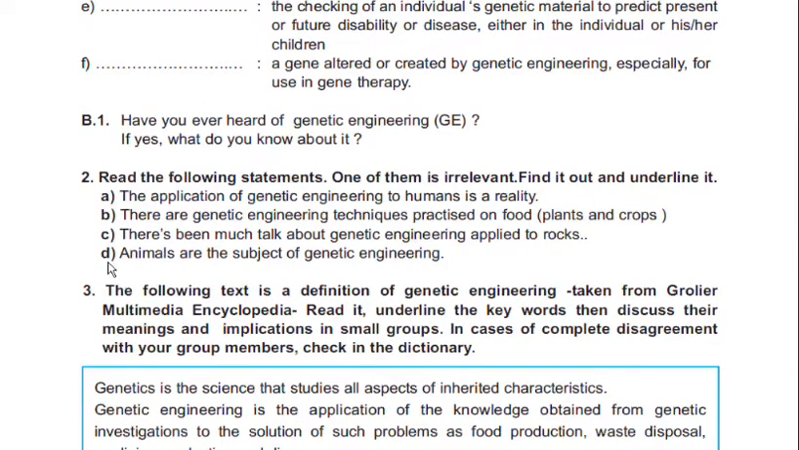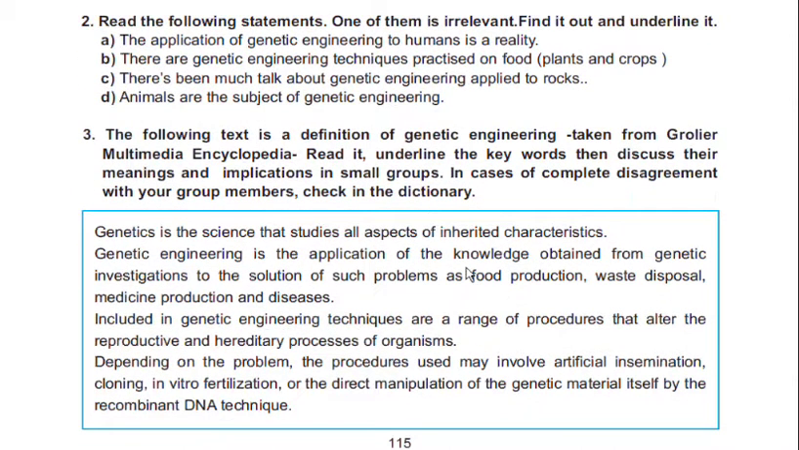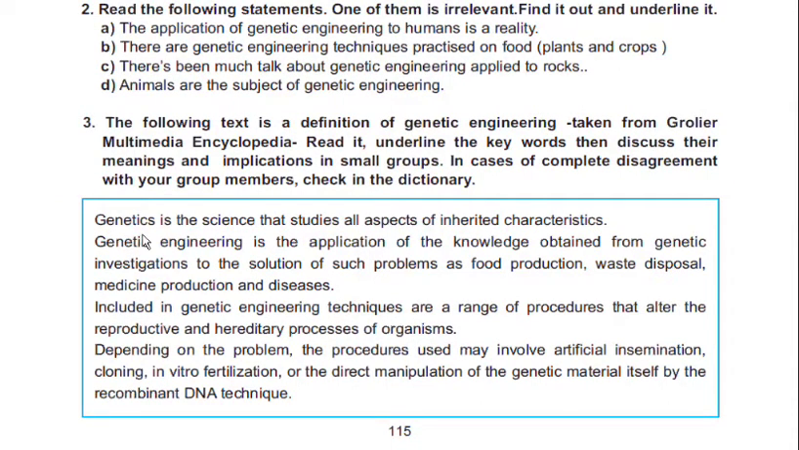In D, animals are the subject of genetic engineering. Yes, that is correct, because animals are living creatures, as we said, and living creatures have genes. So we can alter and change their genes for some reasons, to cure some diseases or to make them live longer, give us more food or milk or meat or better food. The following text is the definition of genetic engineering taken from that encyclopedia. I'm going to read it and focus on the uses of genetic engineering.